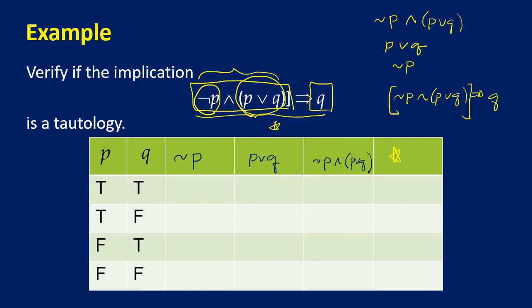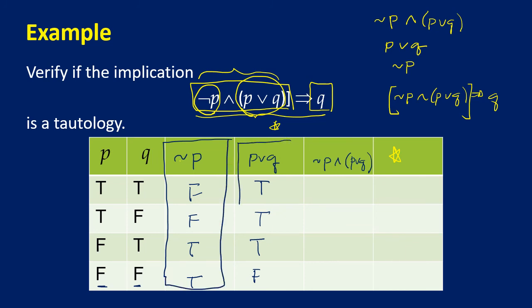Not P, so the negation of P: false, false, true, true. P or Q, so we just need at least one to be true. So here it is false because none of them is true. Next we look at the column not P and P or Q. For it to be true, both statements must be true, and that can only happen in this one row, true. For the rest, it's false.